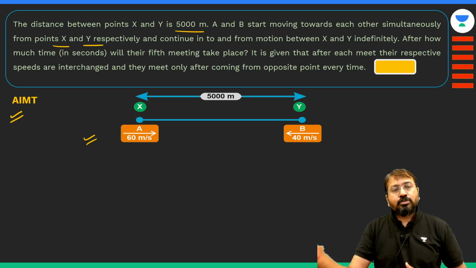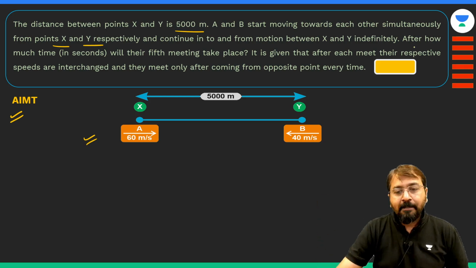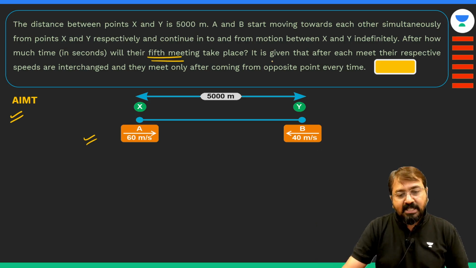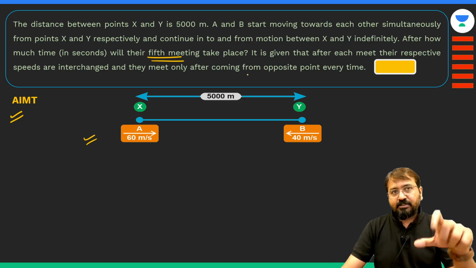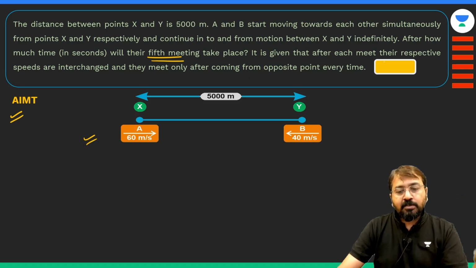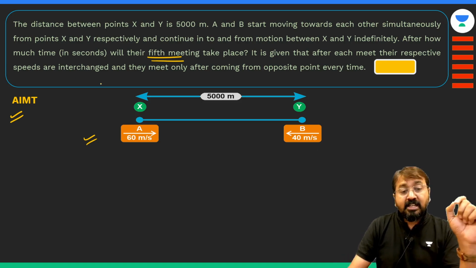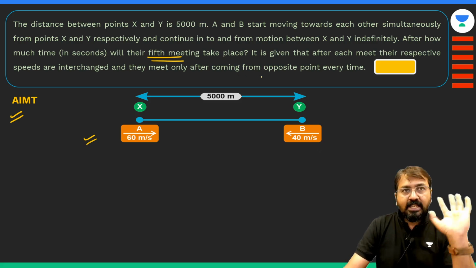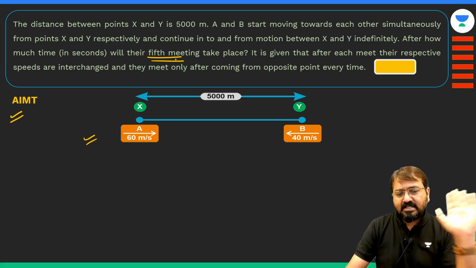And similarly, B also does the same way, to and fro motion. After how much time will their fifth meeting take place? That's our question. It is given that after each meeting, their respective speeds are interchanged and they meet only after coming from opposite point in every meeting. So let's understand this question.